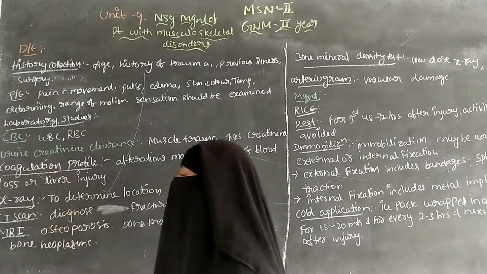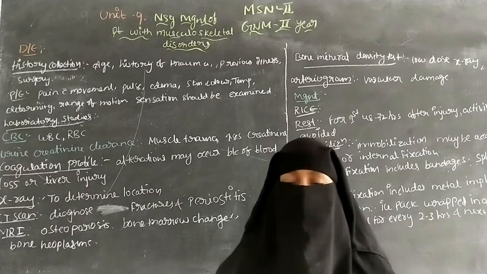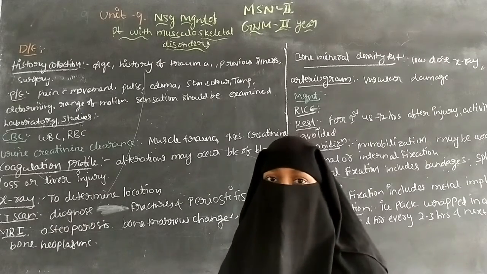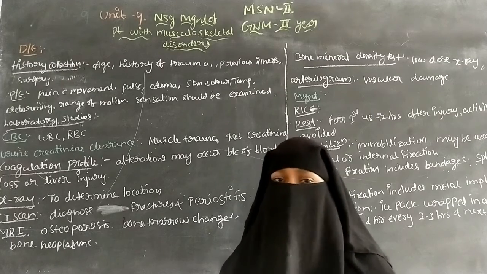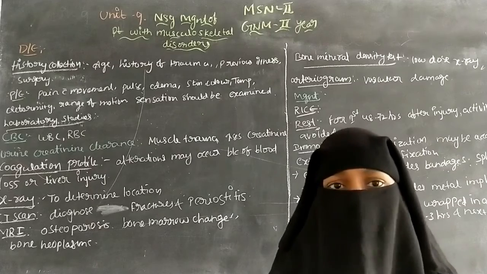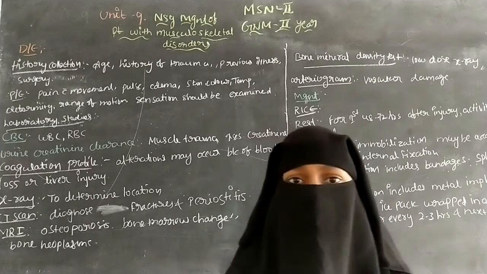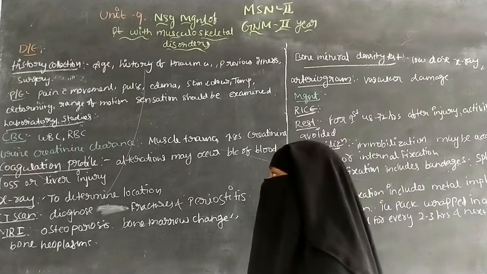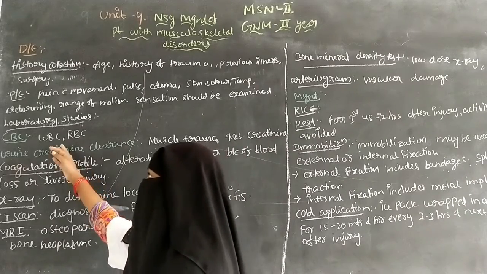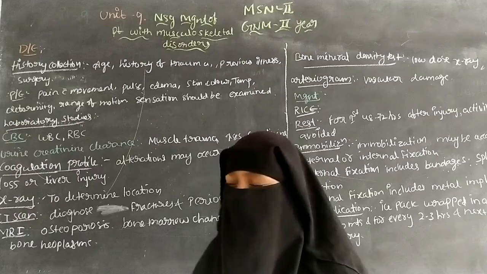Next one is the WBC count. With open wound fractures or closed fractures, the patient may get an infection, especially with open wound fractures. Because of this, the WBC may be increased or decreased, so we check the WBC count.